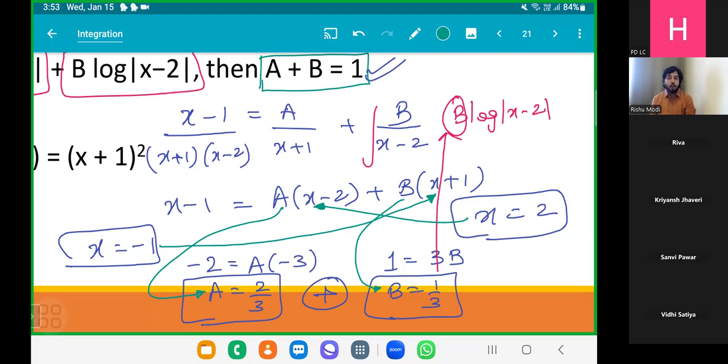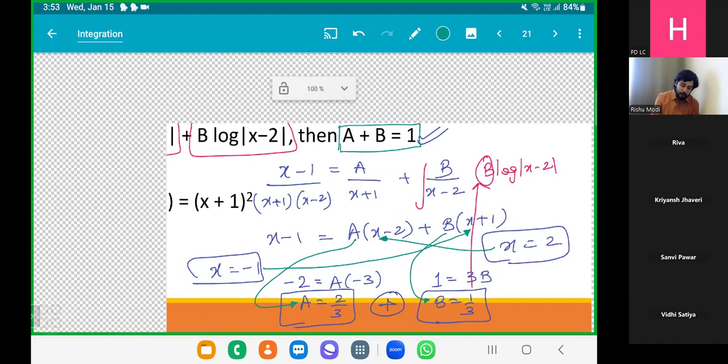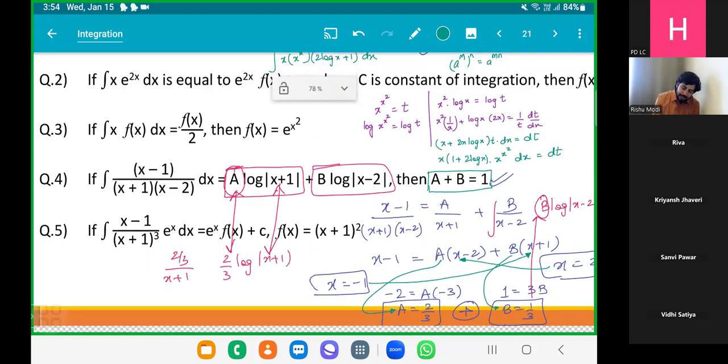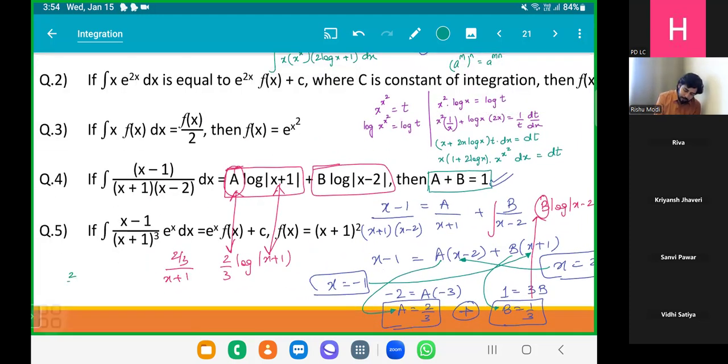Yes. Now your confusion comes that sir, on the right hand side, log mod x plus 1 is given with A. Now you understand that after this step, once I get the A and B values, I will be solving this as 2 by 3, 1 upon x plus 1, plus 1 by 3, 1 upon x minus 2. So that will be 2 by 3 log mod x plus 1 plus 1 by 3 log mod x minus 2 plus c. So now A and B are still the same and you have the respective answers. Got it? Okay.